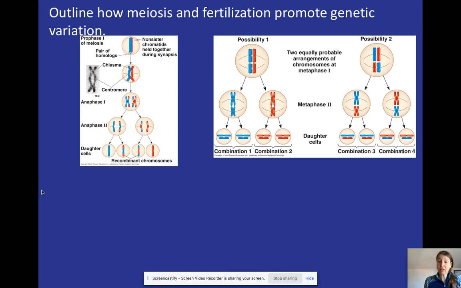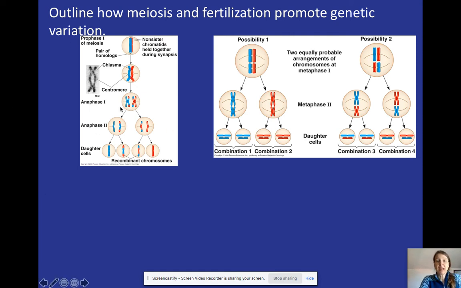But if there's a lot of genetic variation in the population, there might be a few individuals that are able to withstand that evolutionary pressure, that selective pressure. And with that, it means the species in general can survive large selective pressure events better than ones that are clones of each other. So, how does meiosis promote this genetic variation?